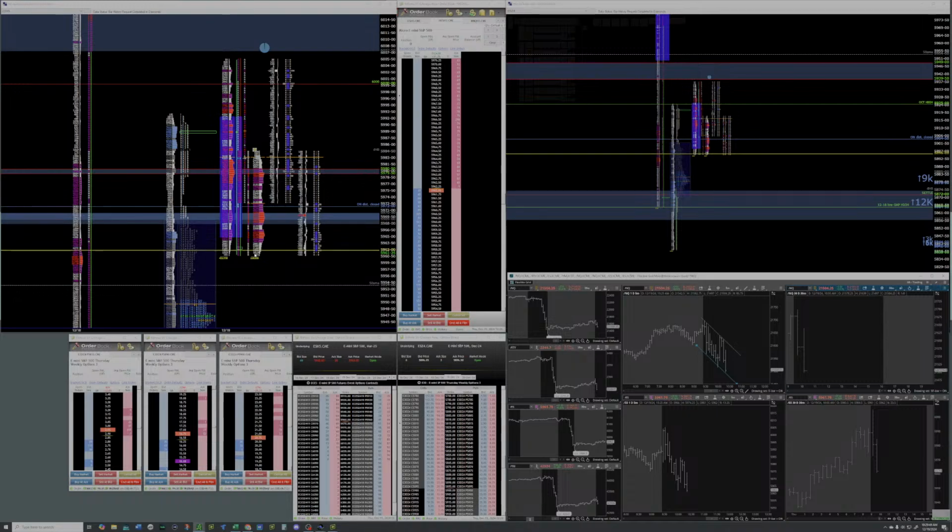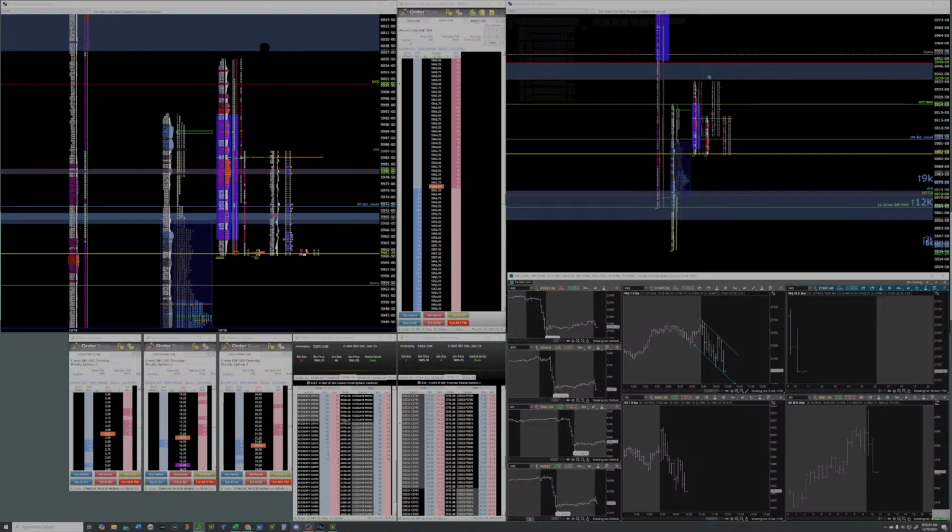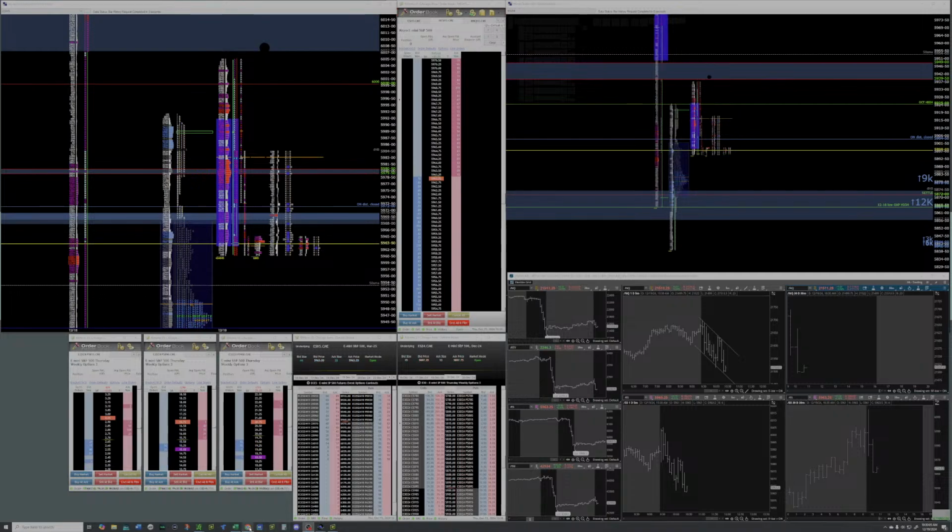I'm wondering if this is going to be a rotational day. A rotational day is a day when, at least to me, it seems so far like it's a day that favors trade. It's a day where longs and shorts have opportunities. Trades to the upside, trades to the downside that work. Everybody happy.